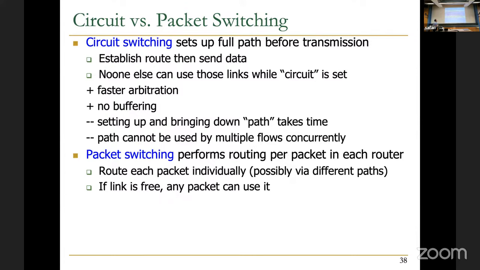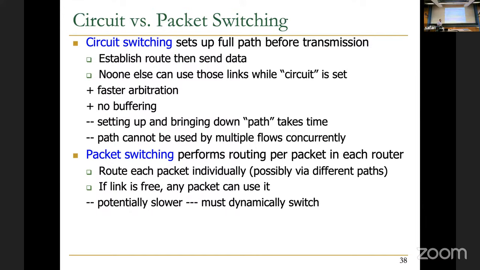Another obvious limitation of circuit switching is that paths cannot be used by multiple flows concurrently. If you reserve a path and don't utilize it, that's bad, because the reserved path could be used for other flows. Packet switching doesn't have this downside of circuit switching, but it's potentially slower because it must dynamically switch.